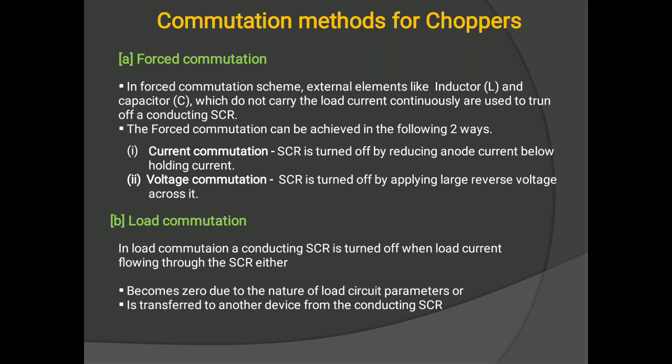An important feature of current commutation is the connection of a diode in antiparallel with the main thyristor, so that the voltage drop across the diode reverse biases the main thyristor.